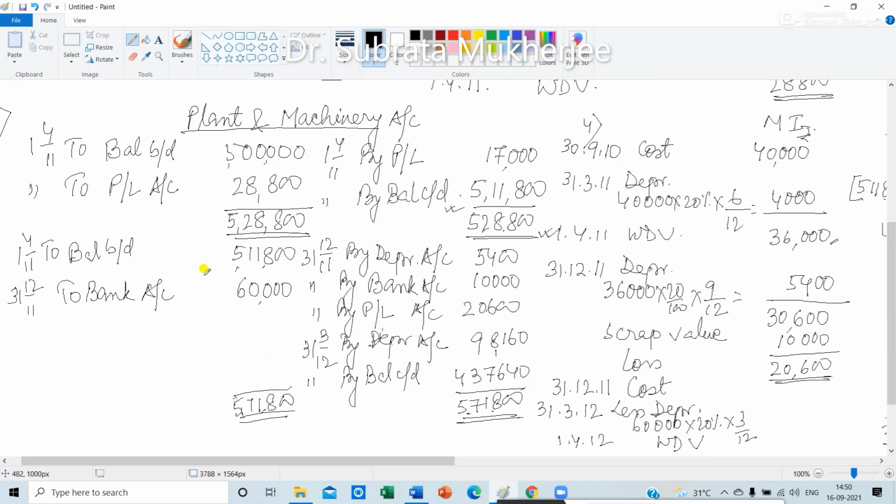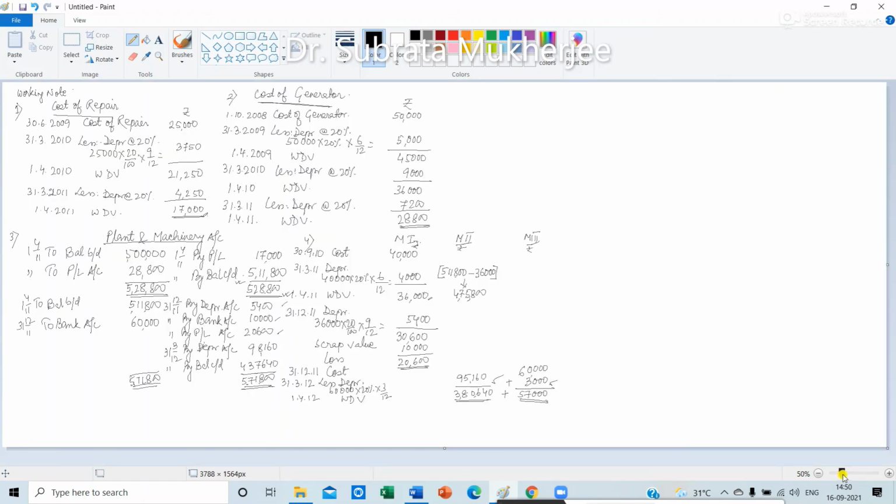So let me show you again this plant and machinery account. To balance BD on 1st April 2011, the correct figure that we have calculated is 5,11,800. Then on 31st December, the plant that was purchased on 30th September 2010 was sold out for rupees 10,000. So by depreciation 5,400, then by bank 10,000, then PL account 20,600 is the loss incurred on the sale, and the amount of depreciation charged on M2 and M3 is 98,160, and the balancing figure is 4,37,640. So this is the entire working in one screen I have shown you.